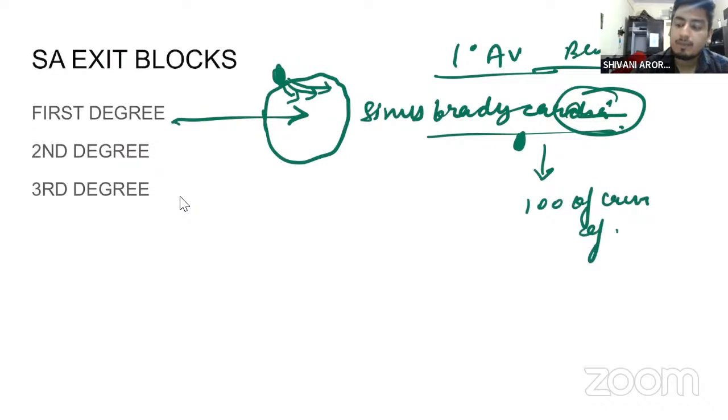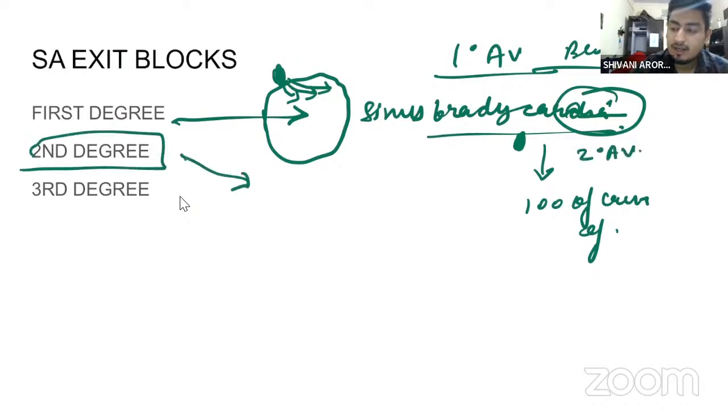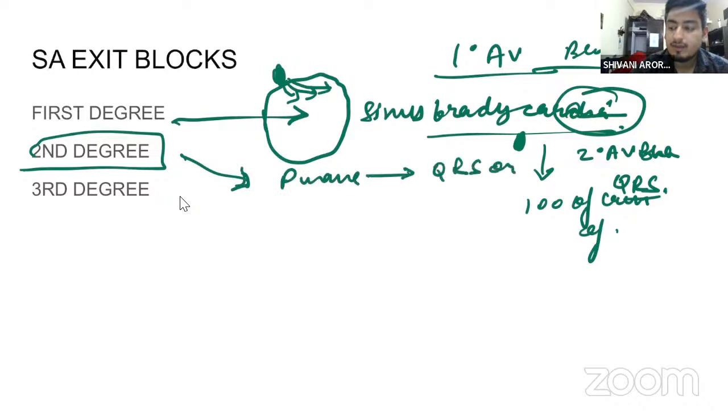Now we have second degree SA exit block. Similarly as occurs in second degree AV block, there is one skipped beat. Now in AV block, the skipped beat is a QRS complex, while in SA exit block, the skipped beat is a P wave. And since the P wave would be absent, there won't be any QRS or T wave also.